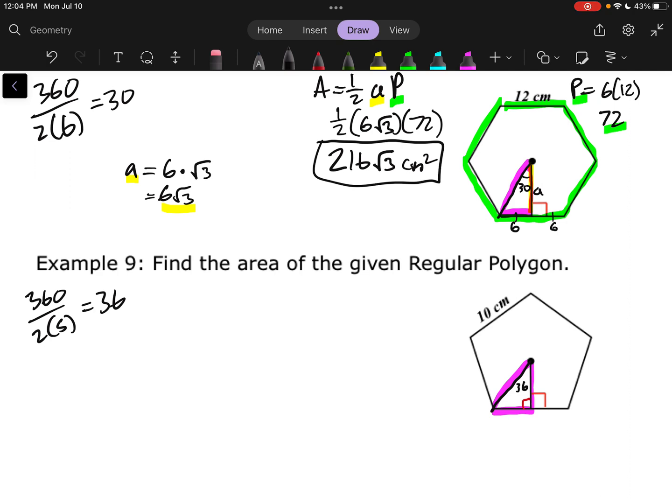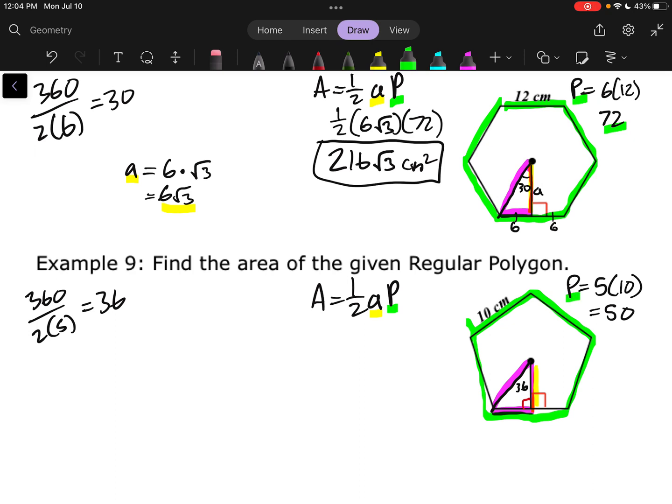Let's see where we stand as far as our given information. We know we need to do 1/2 AP. Do we know the apothem? No, we do not. Do we know the perimeter? No, but we can really easily find it on this one. There's 5 sides. Each side's 10. So our perimeter is 50. So in the grand scheme of things, we got to just find the apothem, and then we can plug it into our formula, and we can get the area. Now, if each side is 10, that means the bottom of our little triangle there is 5.